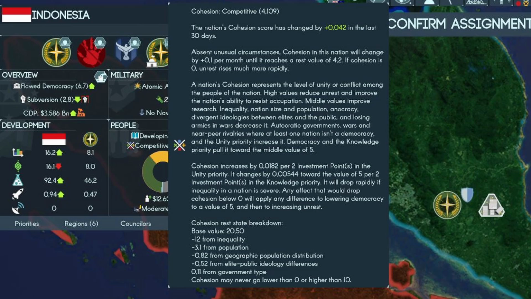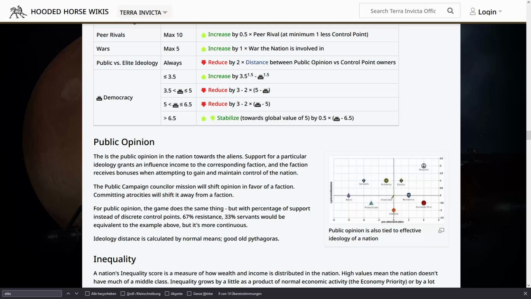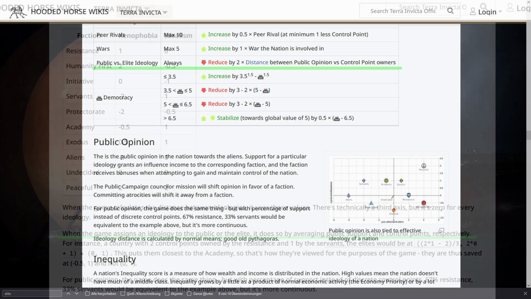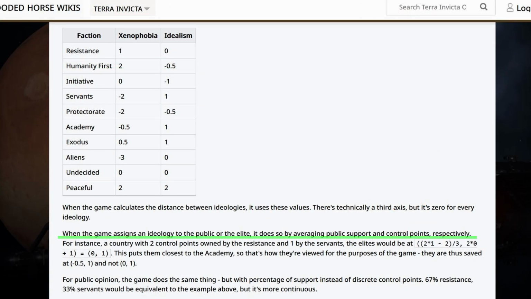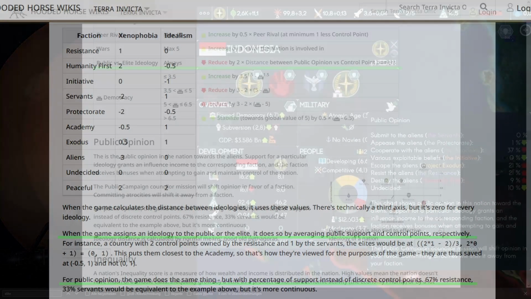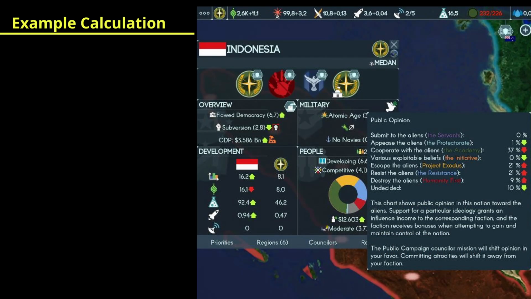When we have a look at the cohesion info screen for a moment, we find that the elite public ideology difference is used to calculate cohesion. If we look up these 2 terms, we find that the elite ideology is the term for the average ideology of all control point owners of a nation, and that public ideology is calculated from public opinion. To clarify how public and elite ideologies are calculated, I quickly want to do an example calculation for Indonesia.